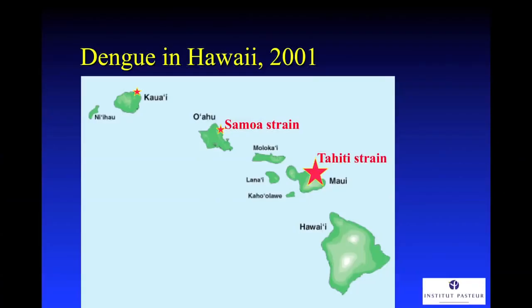And so when we isolated virus from Oahu, we found that the strain of virus that was circulating was actually similar to one going in Samoa, whereas the one in the hippie colony was from Tahiti. So this shows you a little bit about the dispersal of creatures. Back to history.